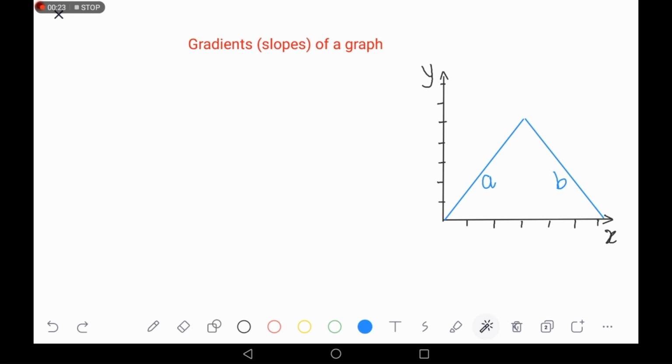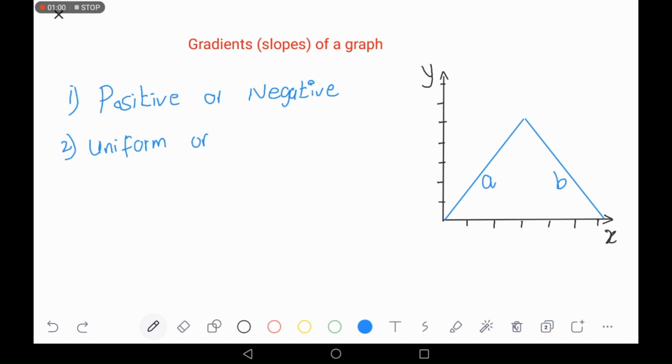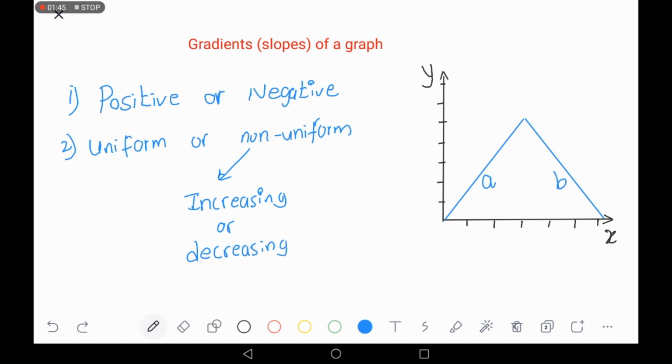This lesson is about the gradients or the slopes of a graph. When you have to explain a graph, you must look for two things. One is if the gradient is positive or negative. The second one is if the gradient is uniform or non-uniform. Don't forget here, the non-uniform gradients are increasing ones or decreasing ones.